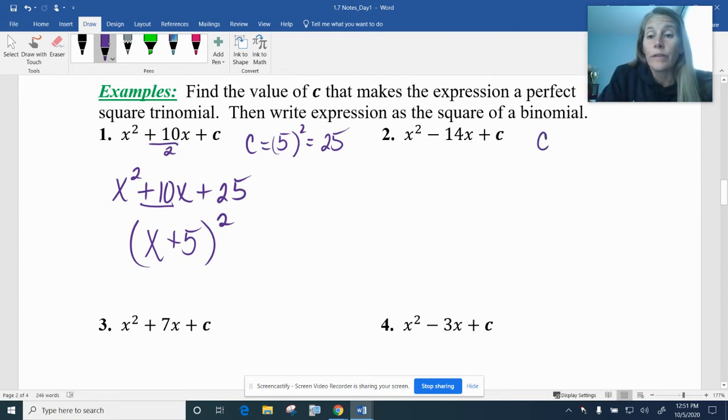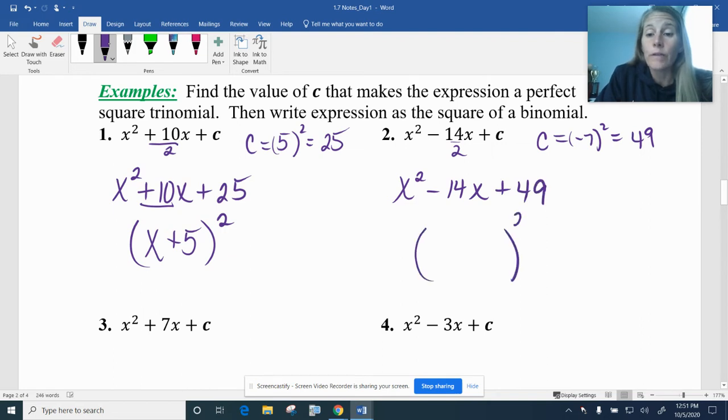So for number 2, to find my c value, negative 14 divided by 2 is negative 7. We square that, we get 49. So my perfect square trinomial is x squared minus 14x plus 49. And to factor that into a square of a binomial, I'm just going to do x minus 7 squared.